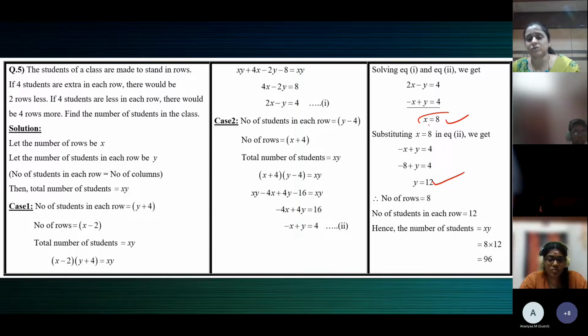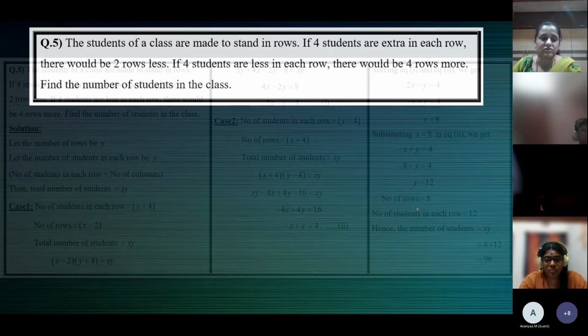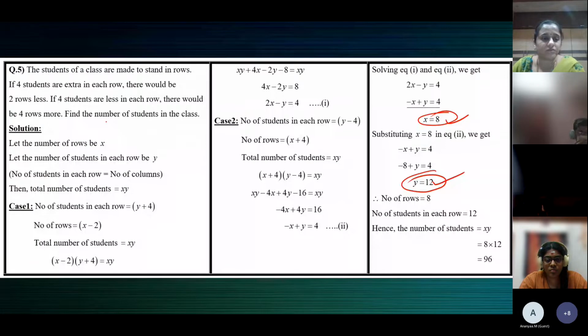So x is the number of rows and y is the number of students in each row. Or we have to find the total number. Here the question asks for the total number of students in the class, which is xy. So 12 into 8, 96 students.